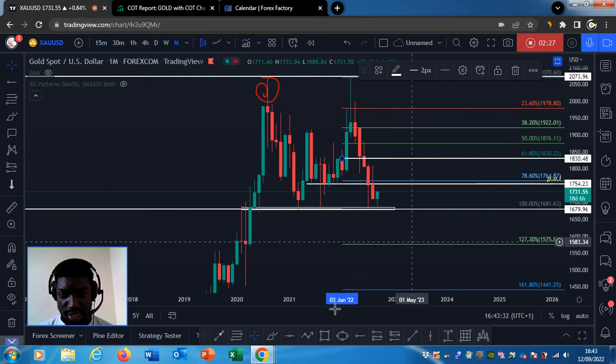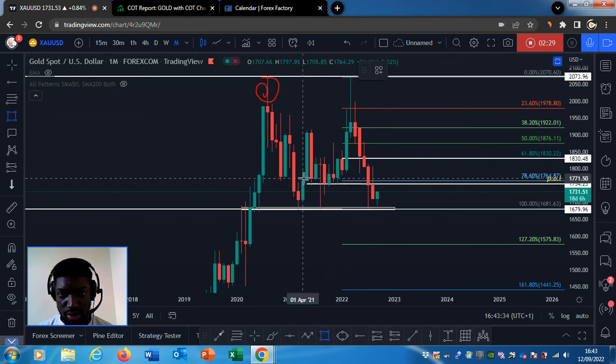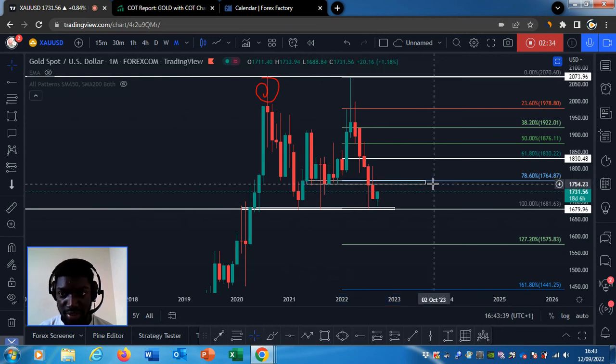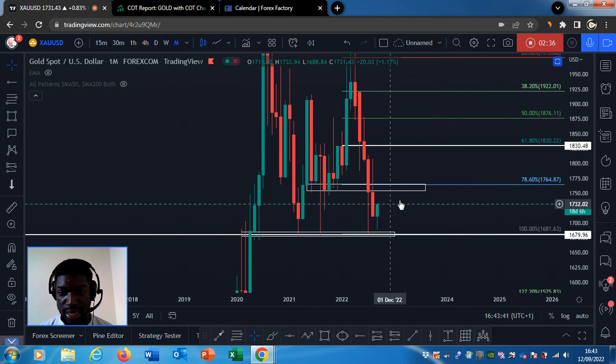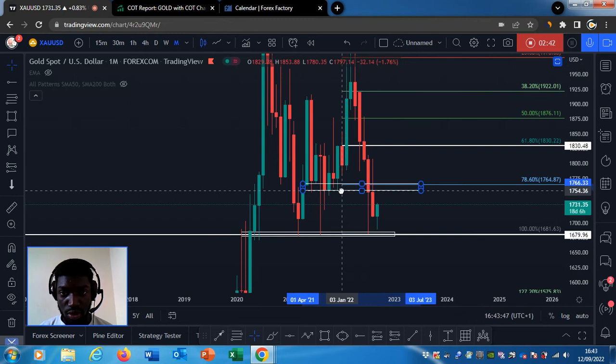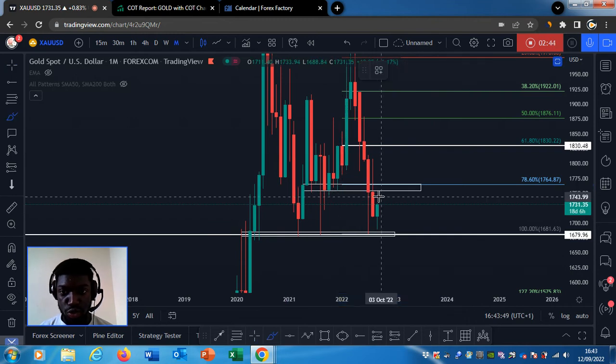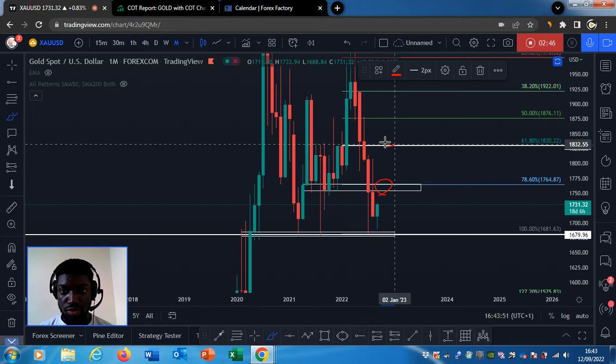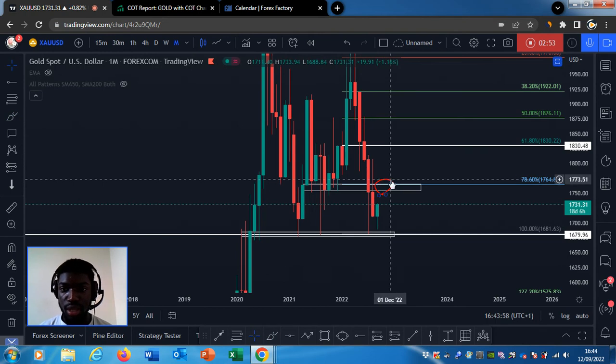And also, as I said, the support here is in line with the 78.6 Fibonacci ratio, which is very key to look at as well. So we were looking at these two retracement prices to see how gold does on the monthly time frame. Now let's go on the weekly time frame and see how price looks.